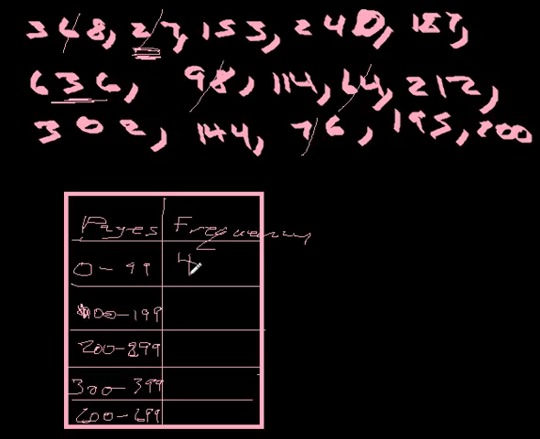And now let's see, 100 to 199, well, that's going to be 1, 2, 3, 27, 195, that's 3, 4, 5. So it looks like we got 5 people who read between 100 and 199 pages. Put a 5 here in the frequency table, right?